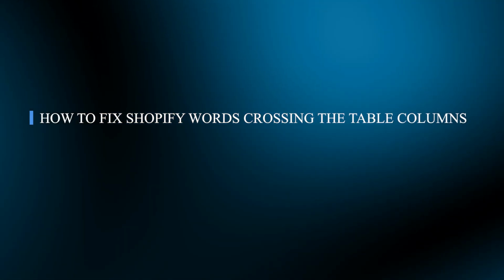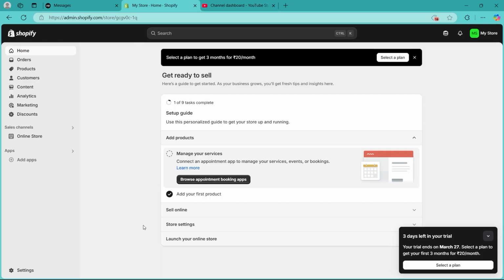Today I will show you how to fix Shopify words crossing the table columns. So, if the text in your Shopify store is crossing table columns, it's likely due to improper formatting, CSS styling issues, or overly long text without word wrapping. Here's how you can fix this problem step by step.